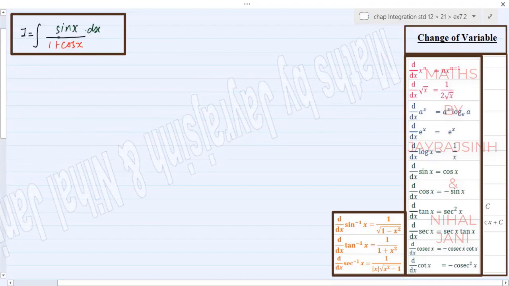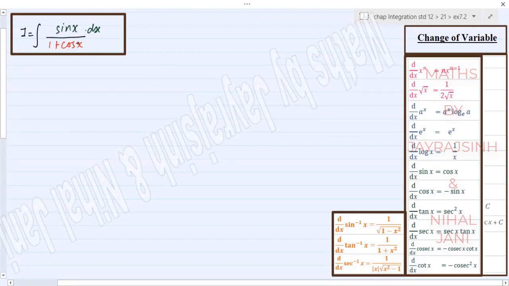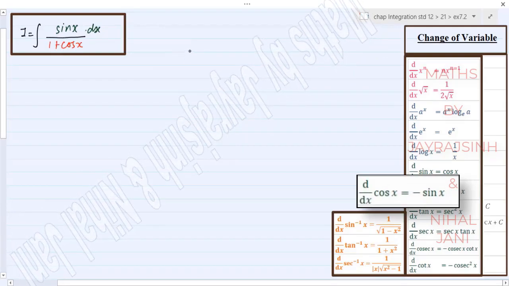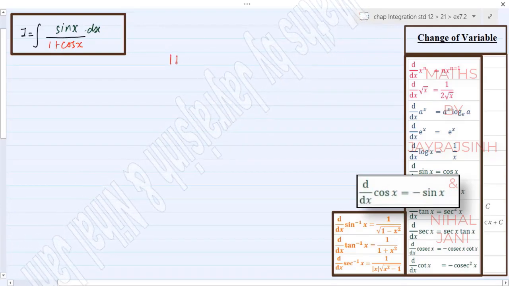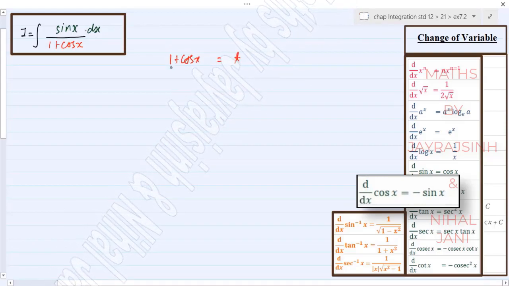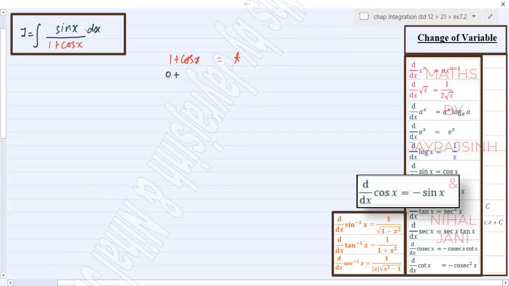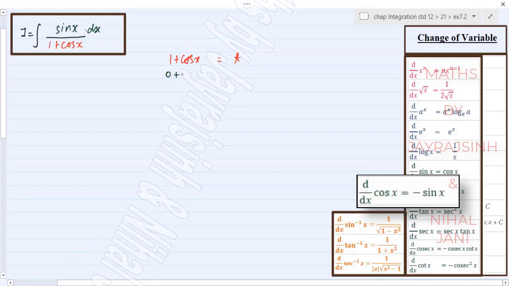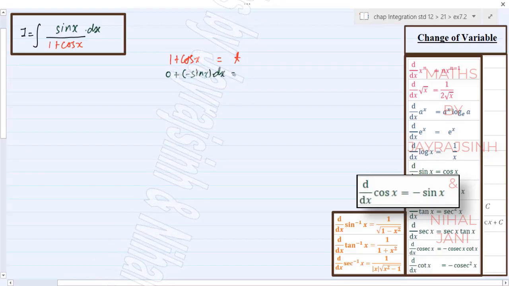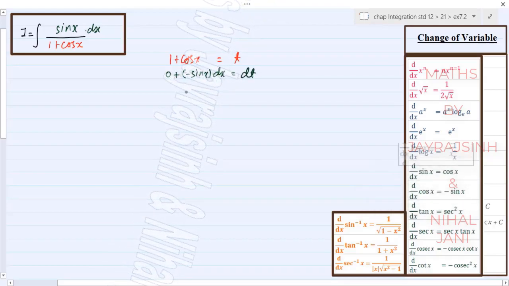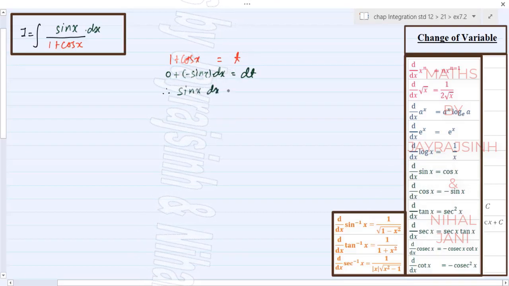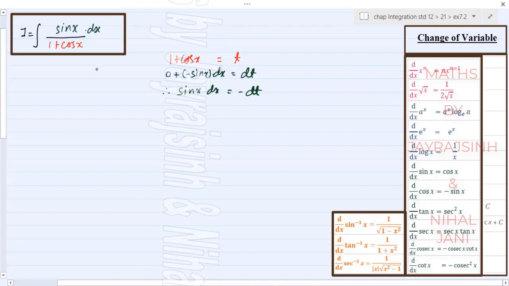Here we have to integrate sin x upon 1 plus cos x. Here the differentiation of 1 plus cos x is available within the multiplication of dx. So let's assume 1 plus cos x as t. Differentiate both the sides, we will get 0 plus the differentiation of cos x as minus sin x dot dx is equal to dt, or we can say sin x dot dx will be minus dt.